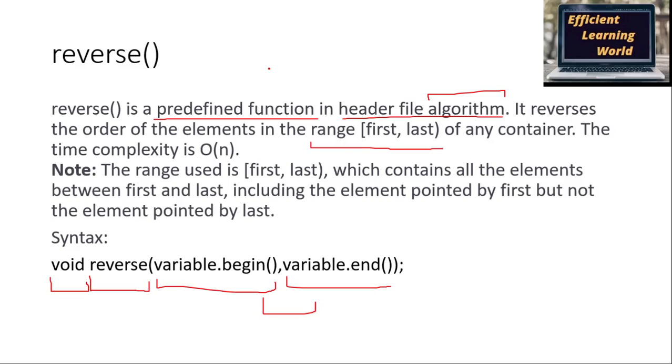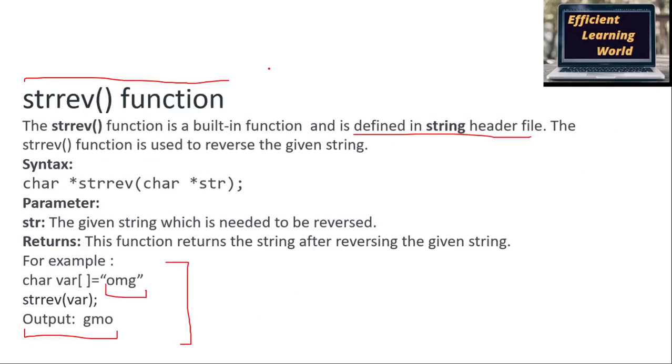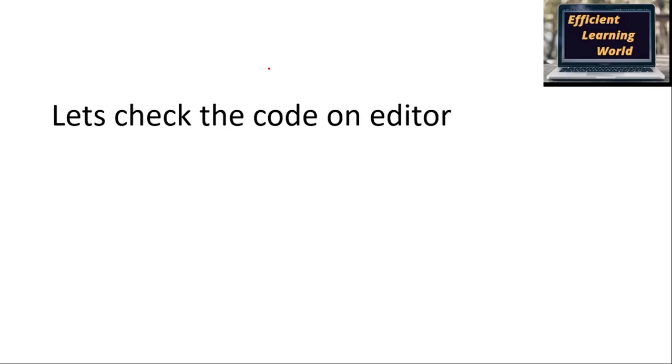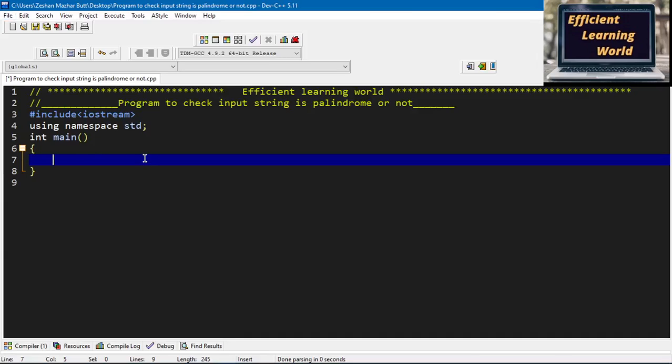I will explain further in the code. So let's check the actual code in the editor. I opened my Dev C++. You can use any type of editor, for example Code Blocks, Visual Studio, Dev C++. The code will be the same for all editors. I will first explain the program to check whether the input string is a palindrome or not.